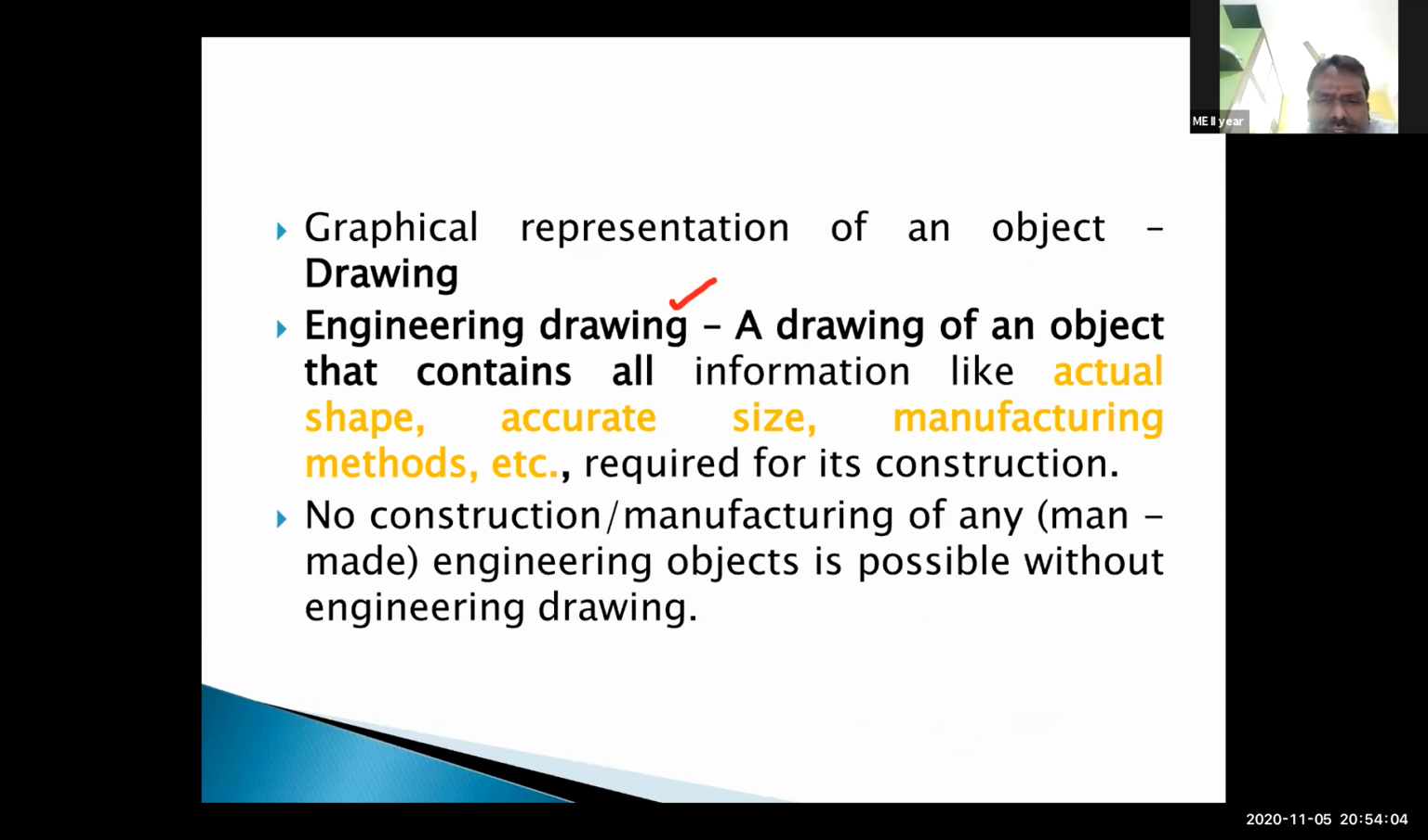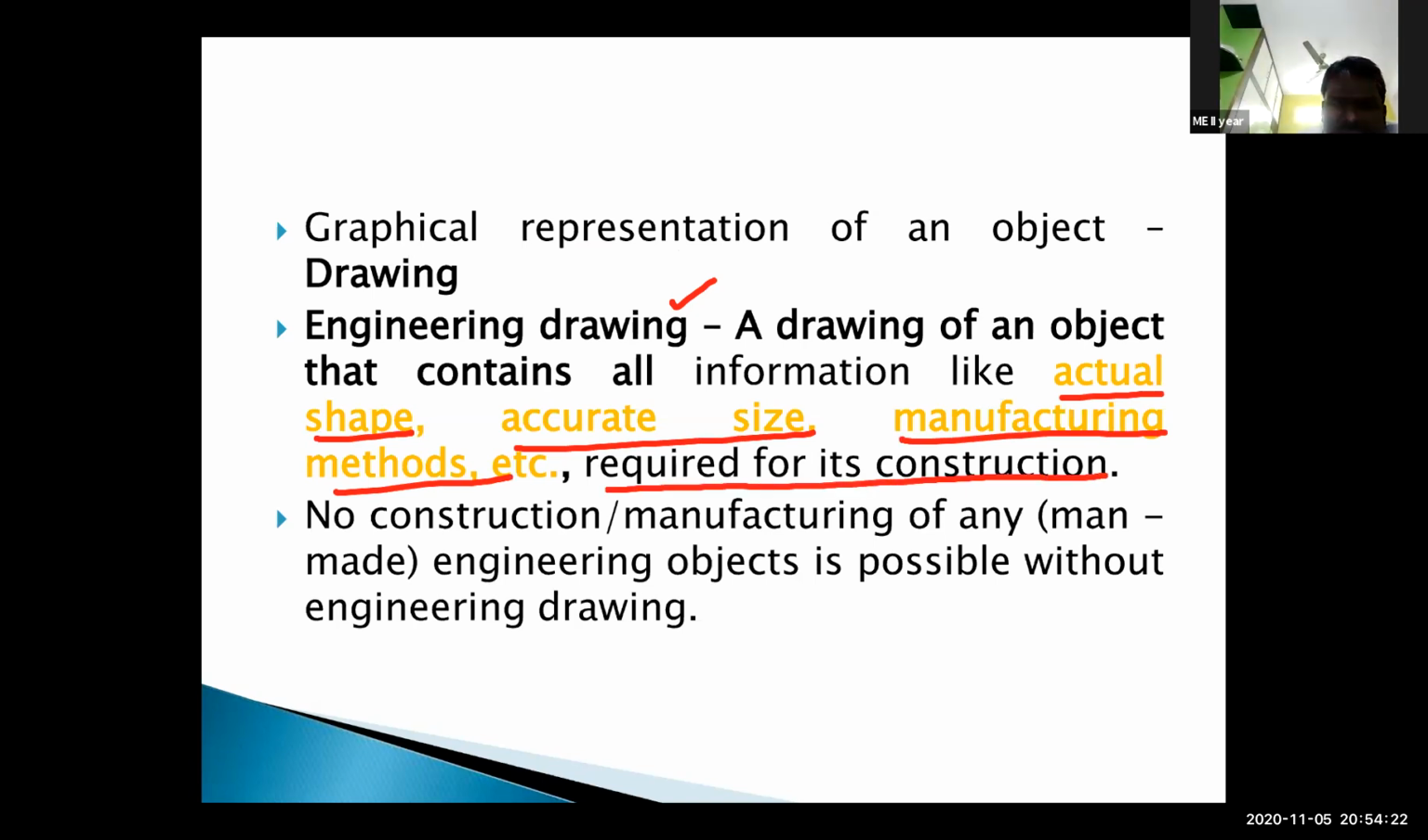Engineering drawing. A drawing of an object that contains all the information like actual shape, actual size, manufacturing methods, which manufacturing process is required for its construction, which material is there, how many are required, the components. Each and everything is needed in the engineering drawing. Detailed drawing is there.